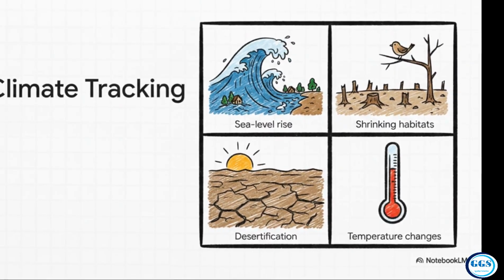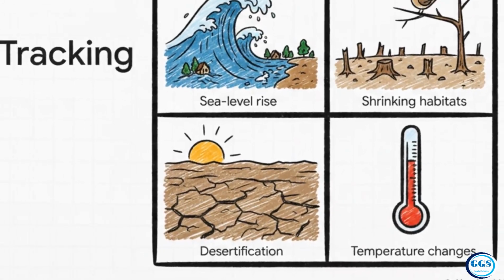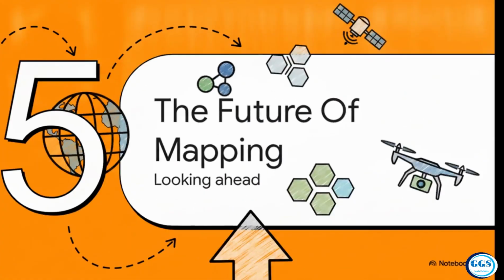The true beauty of this is that it takes staggering amounts of raw, complicated data and creates concrete, visual evidence of environmental shifts. That is absolutely crucial for policymakers who are trying to plan mitigation strategies and redesign our infrastructure for a changing world. Which brings us to our final stop, Section 5, the future of mapping.